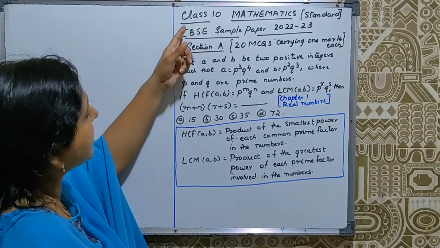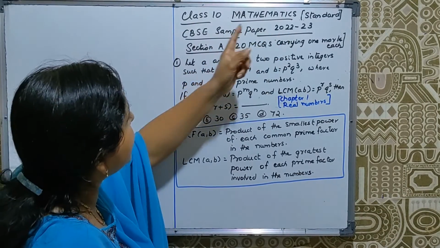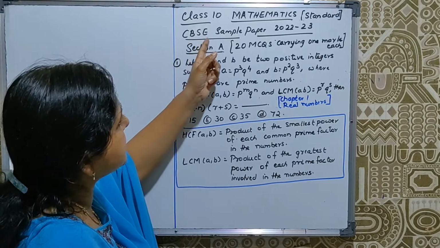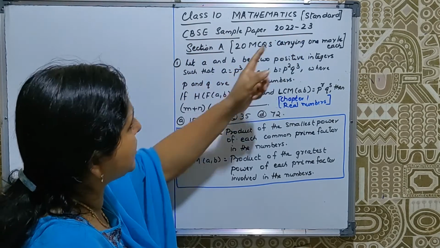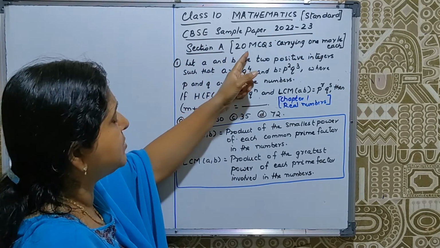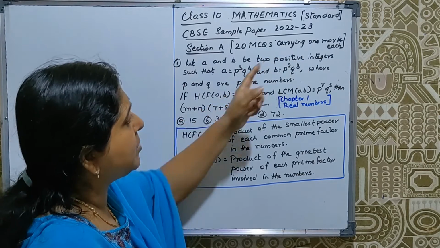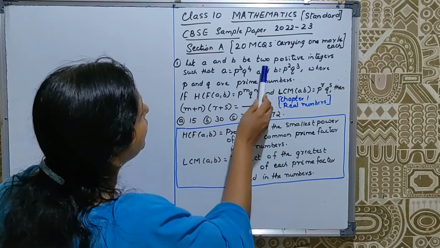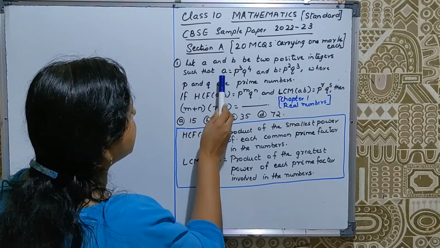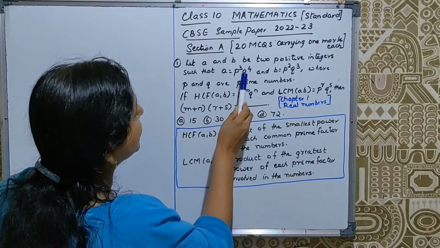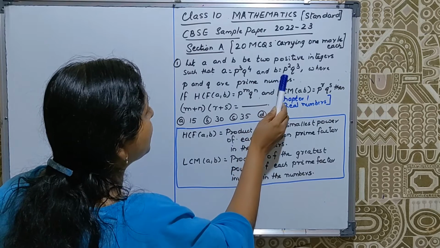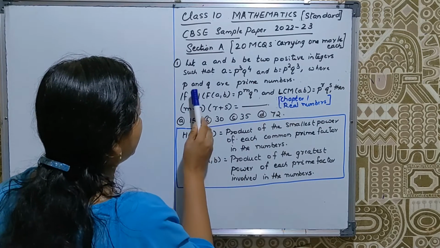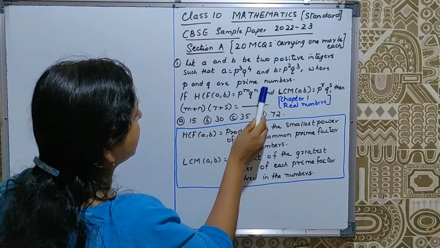Hello children, we are doing class 10 mathematics standard paper, CBSE sample paper 2022-23, section A. 20 MCQs are there carrying 1 mark each. So question number 1: let A and B be two positive integers such that A equal to P cube Q raised to 4 and B equal to P square Q raised to 3, where P and Q are prime numbers.